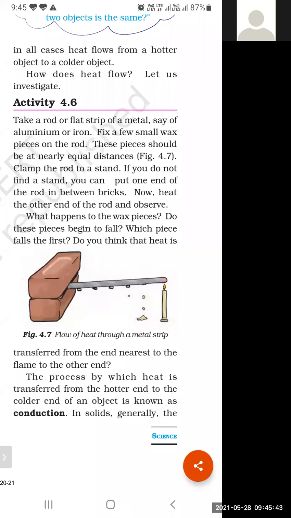So the first method is conduction. Students, underline this. The process by which heat is transferred from the hotter end to the colder end of an object is known as conduction. And students, one more thing you have to remember: conduction takes place in solids. All the solid materials follow the rule of conduction.